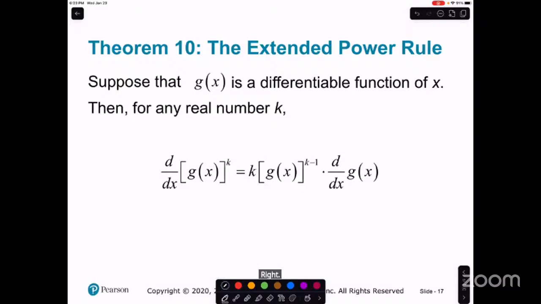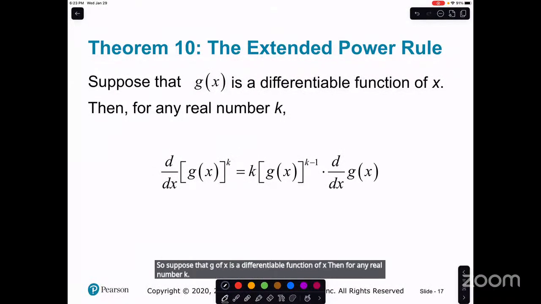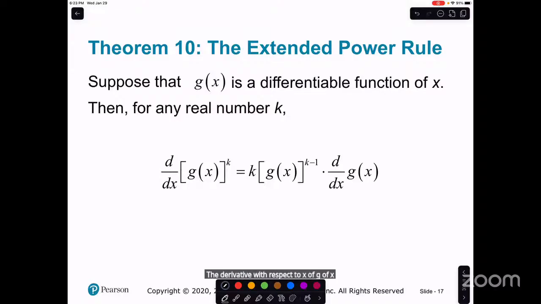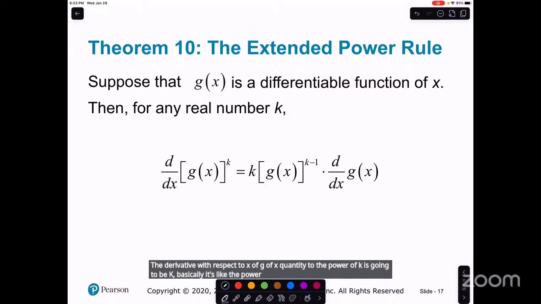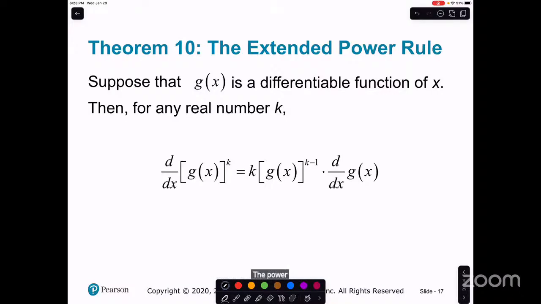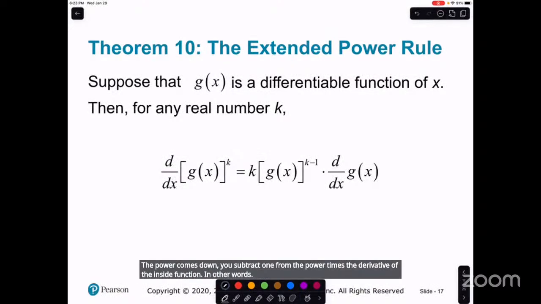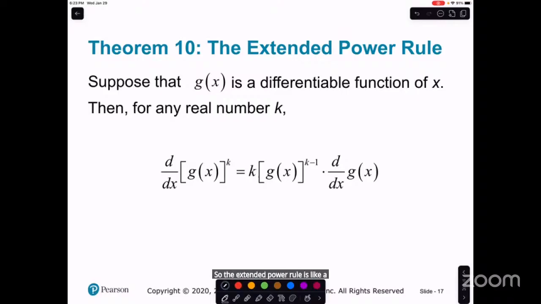So suppose that g of x is a differentiable function of x. Then for any real number k, the derivative with respect to x of g of x quantity to the power of k is going to be k. Basically, it's like the power rule with the chain rule. The power comes down, you subtract 1 from the power, times the derivative of the inside function. In other words, just like the chain rule, derivative of the outside function times the derivative of the inside function, right? So the extended power rule is like a special case of the chain rule. Okay? All right, let's keep going.